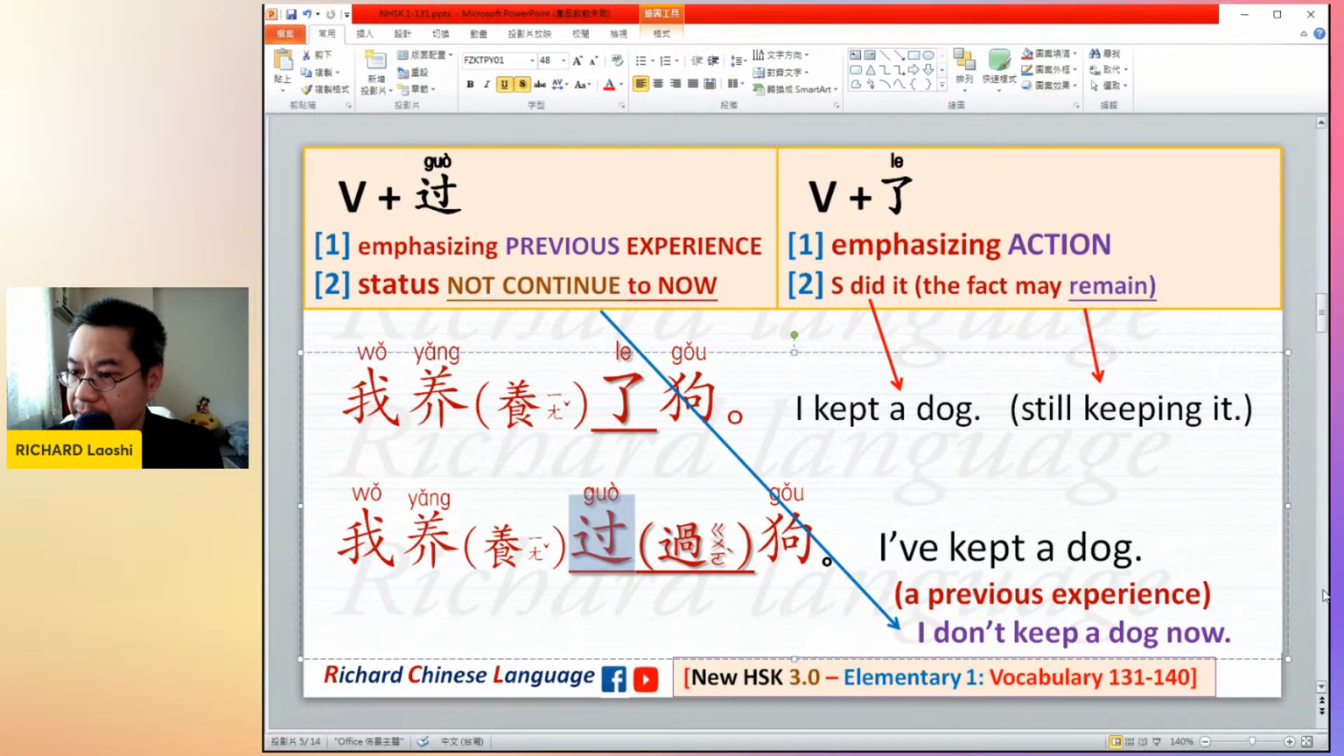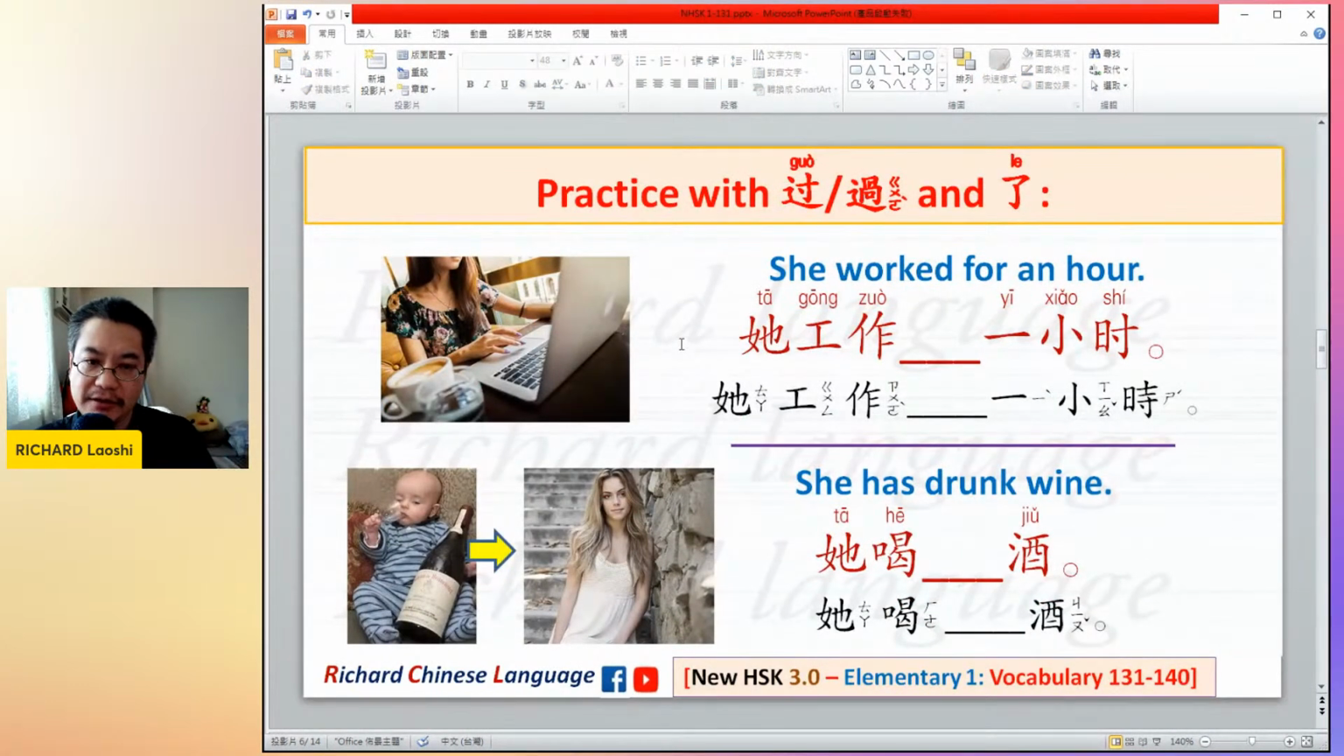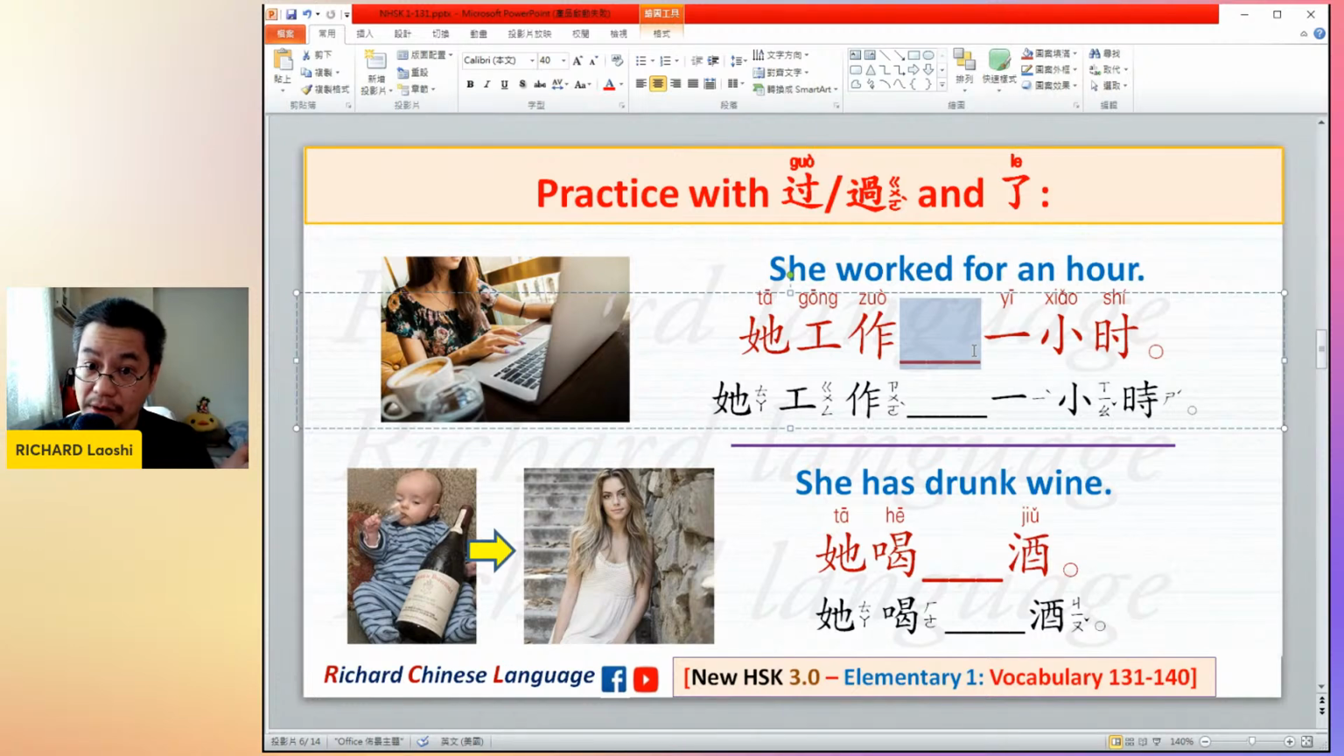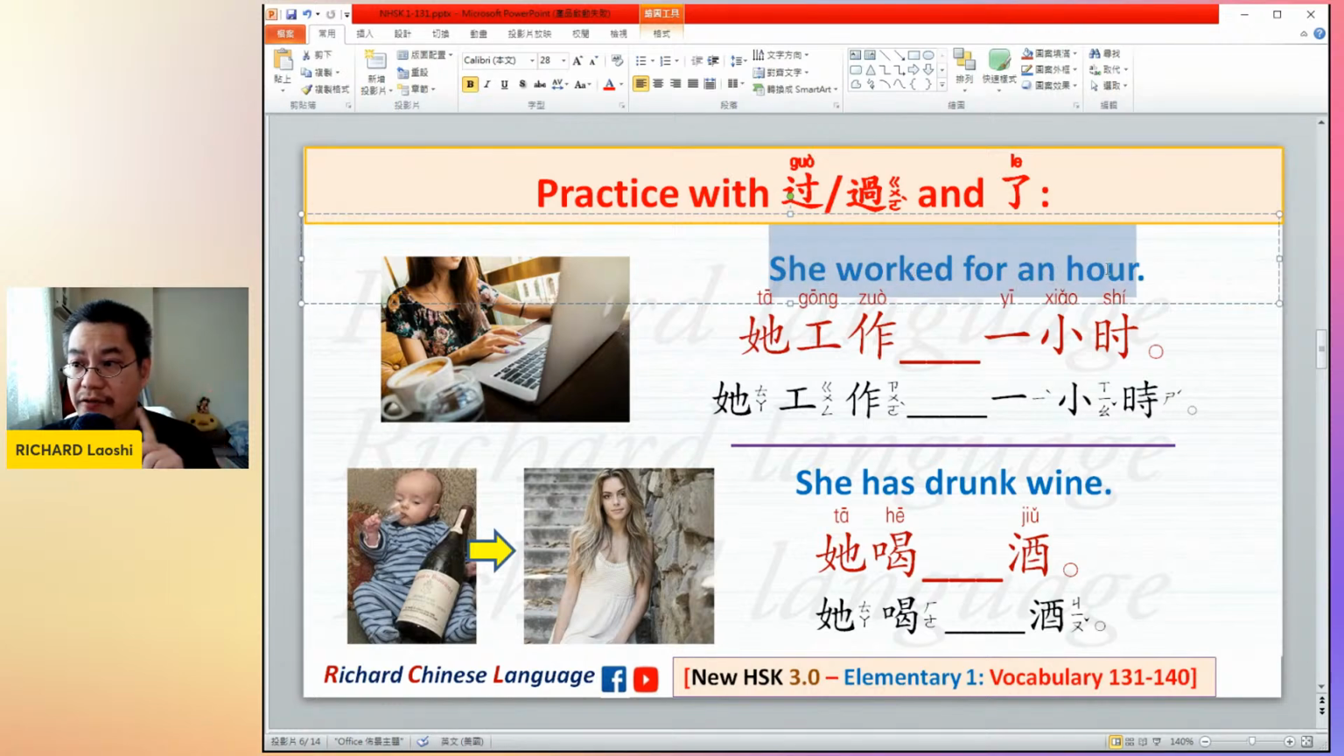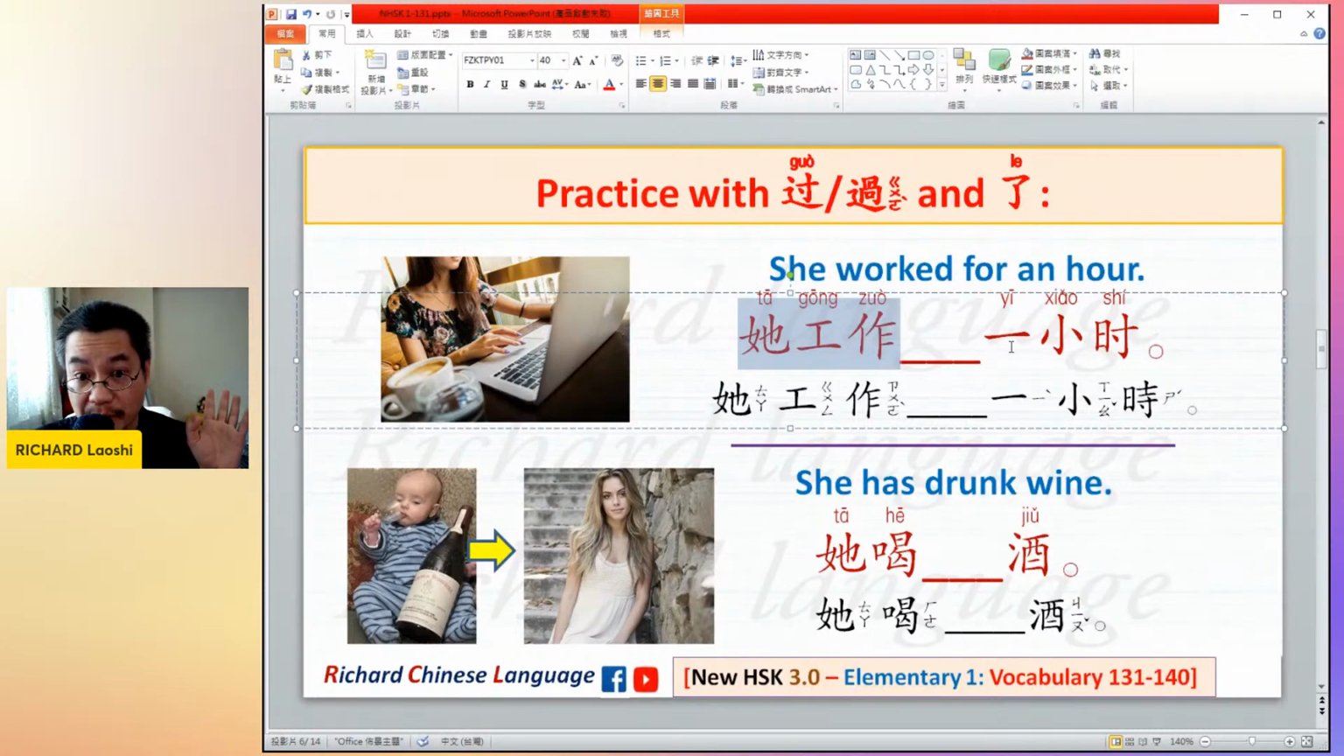Okay, so let's keep going. Okay, here I have a question for you. Practice with 过 and 了. Okay, so you have to tell me, should I use 过 or should I use 了 in this blank? Okay, she worked for an hour. 她工作1小时. Should we say 她工作了1小时 or 她工作过1小时? So can you tell me what's the answer in this part?